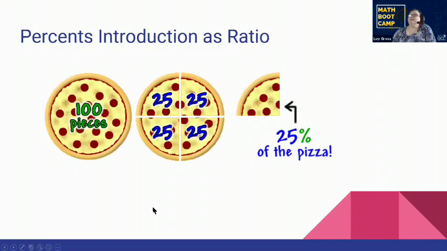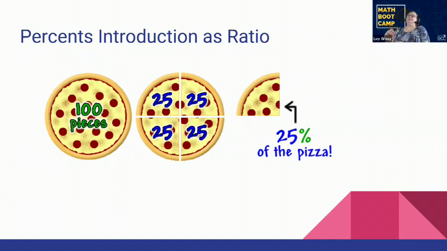Let's talk about percents as a ratio. A percent is a ratio that has a fixed number, and the fixed number is 100. So if I were able to cut this pepperoni pizza into 100 pieces, I could then talk about what percent of the pizza I'm eating. So 1/4 of the pizza would be 25 pieces out of those 100 pieces, or 25% of the entire pizza.